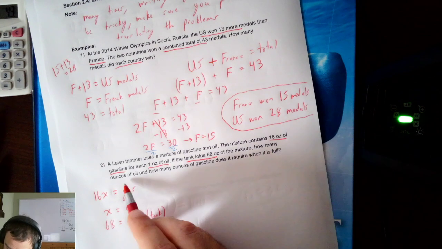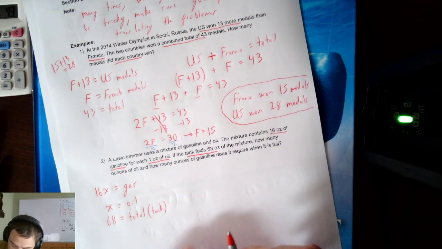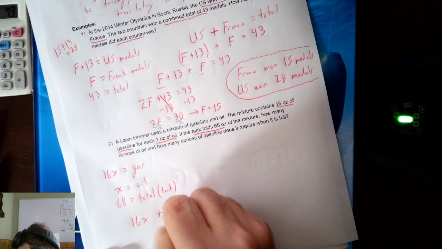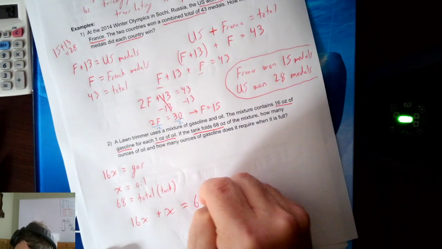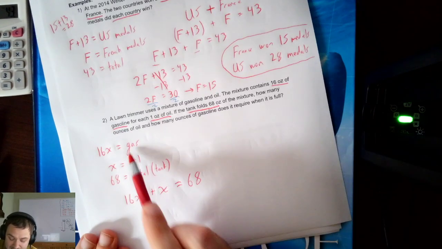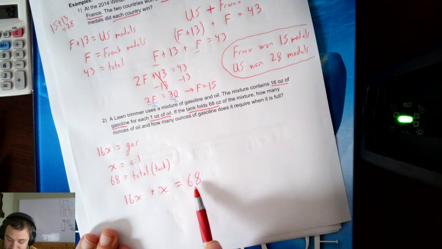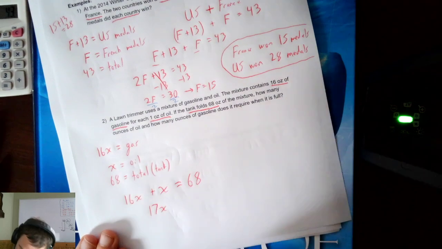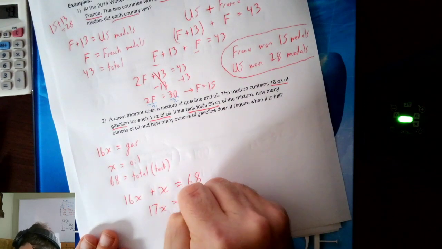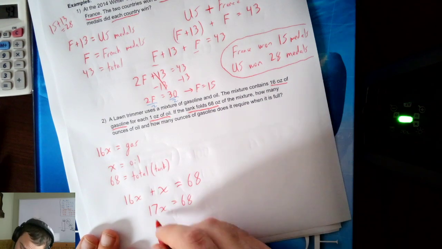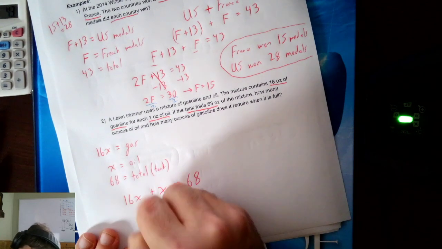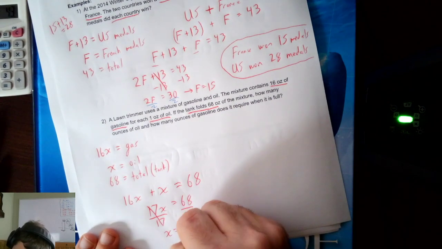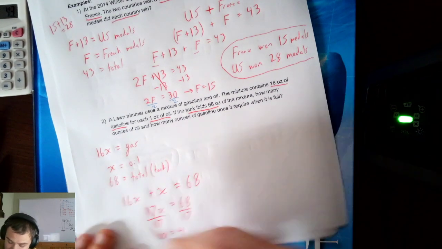Now, how many ounces of oil and how many ounces of gas does it require when it's full? Well, to do this, if I take my gas and I add my oil, that should give me the total in the tank, right? If I'm mixing gas and oil in my tank, I should be able to add them together to get the total, right? 16x plus x is 17x, equals 68. Now I need to divide by 17 to get x alone. Divide by 17, I get x equals 68 divided by 17 is 4. So I get x equals 4.